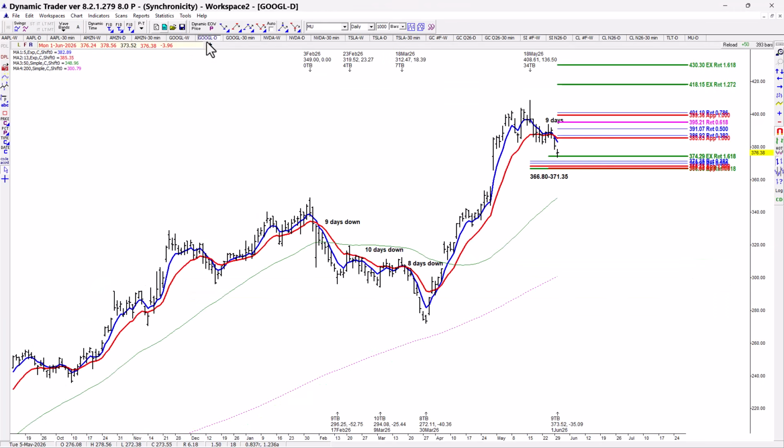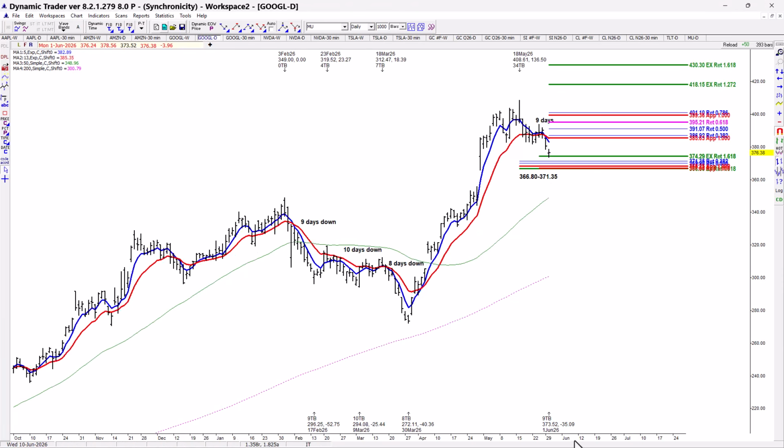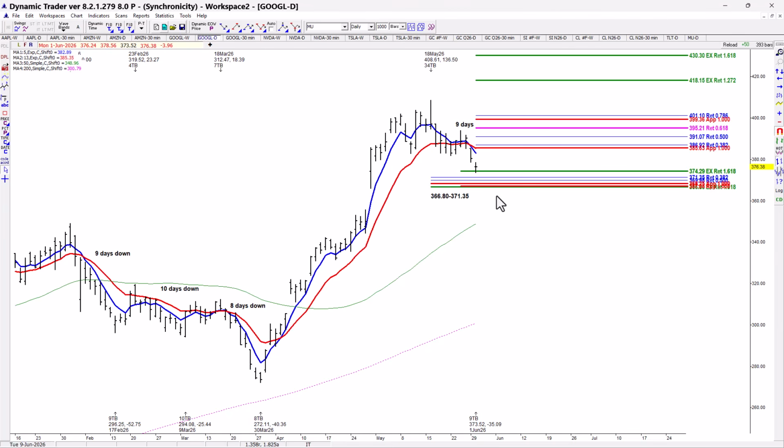And then we've got Google. Google has made a new low for the move here. We have similarity in the time of these prior moves: 9 days down, 10 days down, 8 days down. Now we have 9 days down, and we have a pretty healthy cluster. Well, the bigger zone is 366.80 to 371.35.